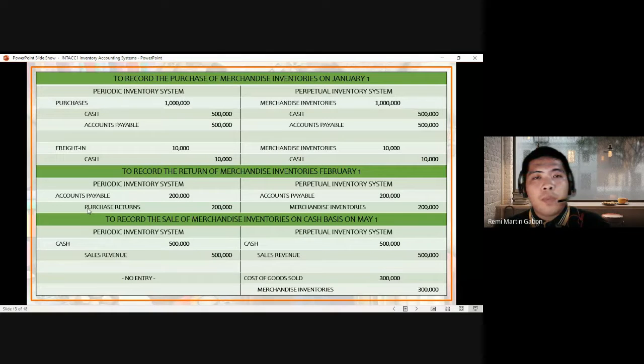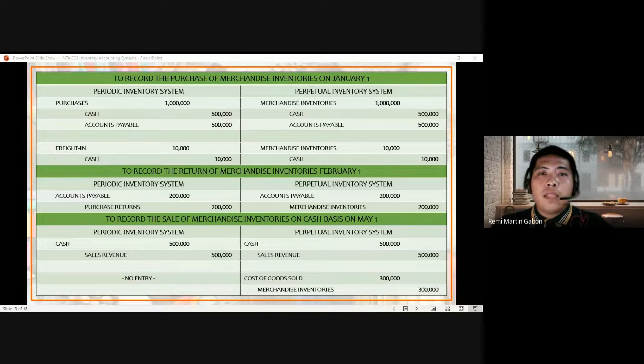we debit accounts payable, the same under periodic and perpetual. But under periodic, our credit is purchase returns, 200,000. Then under perpetual inventory system, our credit is merchandise inventories. Why merchandise inventories? Because our initial entry for the purchase was related to a debit to merchandise inventories. So, nagiging consistent si perpetual system by the use of the merchandise inventory account.